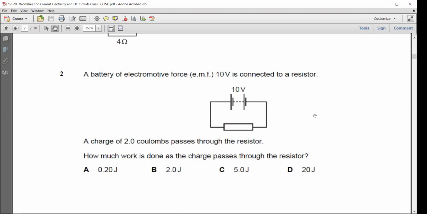Please read it for us. Read loudly so that we can hear you. A battery of electromotive force 10 volt is connected to a resistor. A charge of 0.2 coulombs passes through the resistor. How much work is done as the charge passes through the resistor?